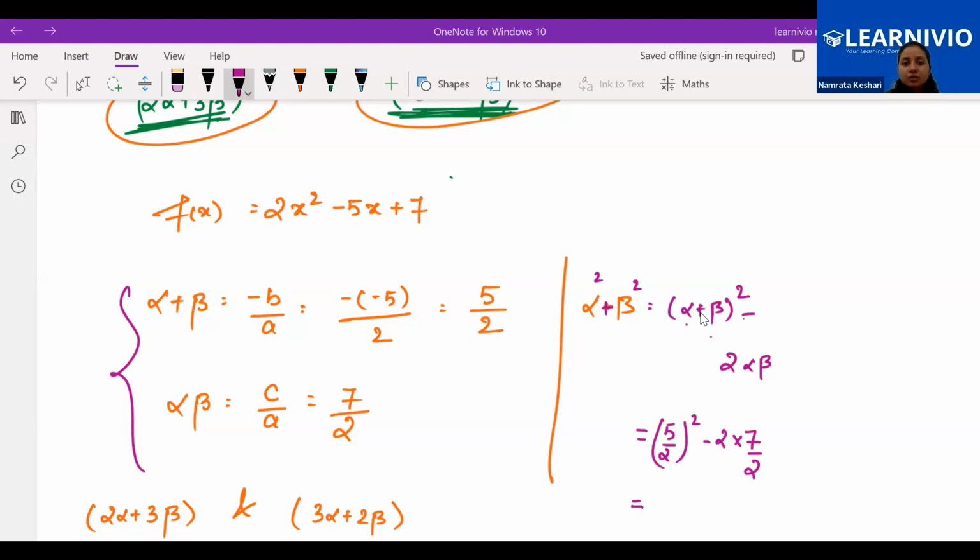Let's continue. Tell me, what are you getting from here? Alpha square plus beta square is what? Ma'am, I'm getting 18 by 4. 18 by 4. Everyone getting 18 by 4? Ma'am, it's 18 by 4. Everyone is getting 18 by 4? Let me know. Are you getting 18 by 4 or not?